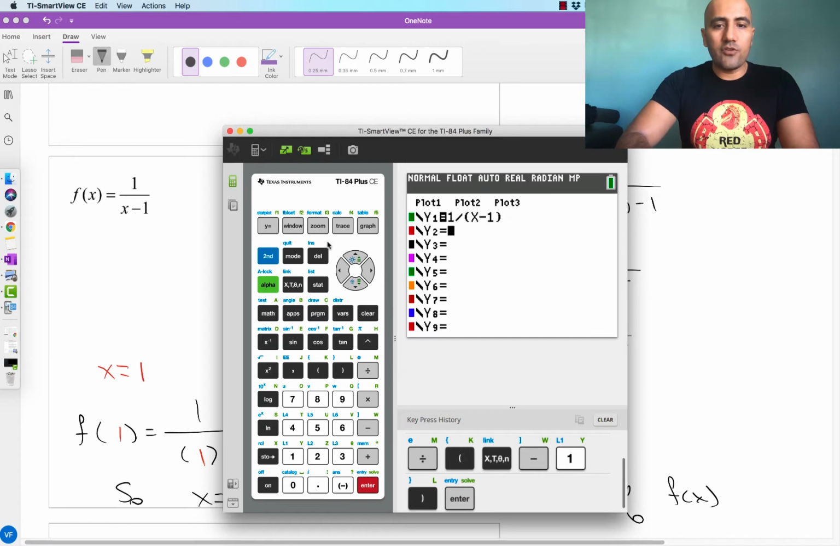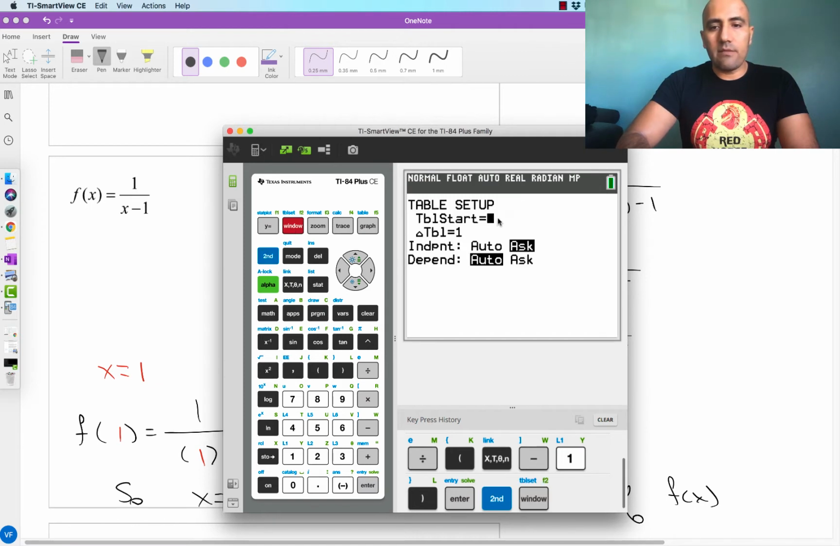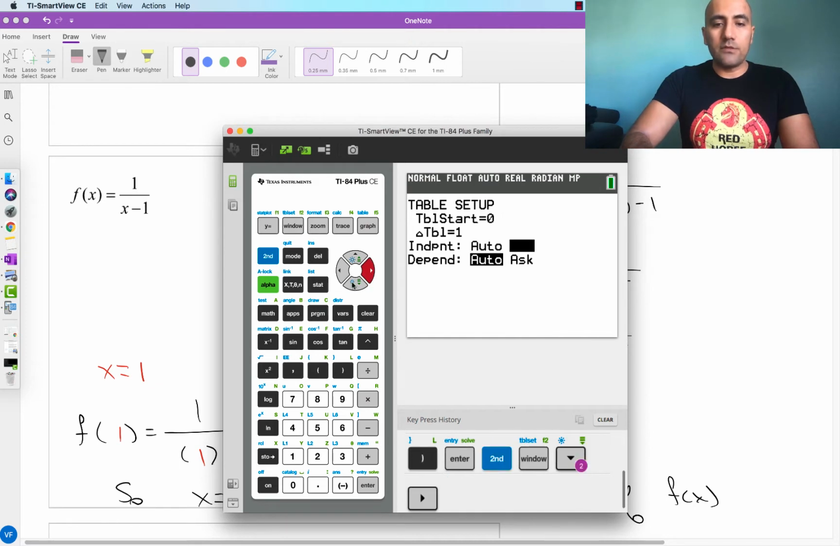Okay, so now that equation is there. It's under y sub 1. I'm going to go back to table set. So second table set, make sure that that's a 0 and a 1. Well, actually, that doesn't really matter. What's important is that this is under ask and this is under auto. Use your arrows to go down and change them if you need to. You can hit enter to change it. Good. Okay, so we want to go to table.